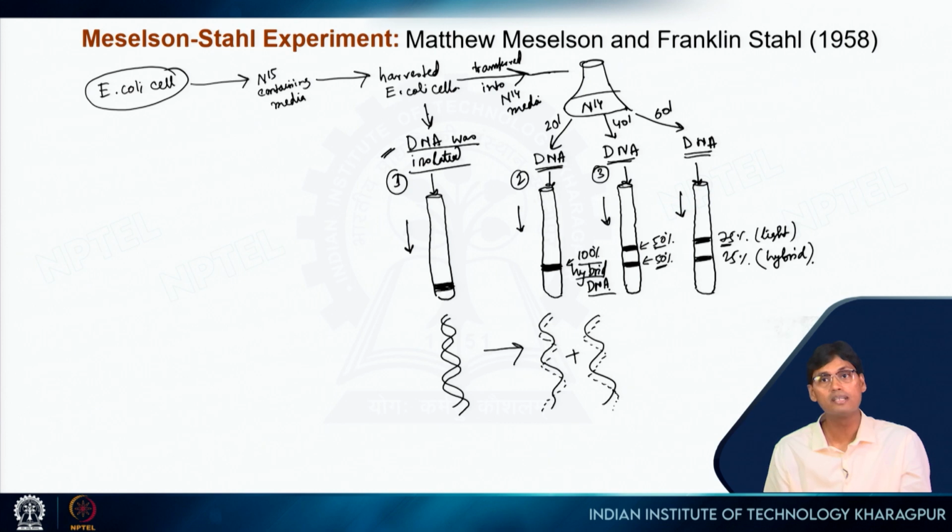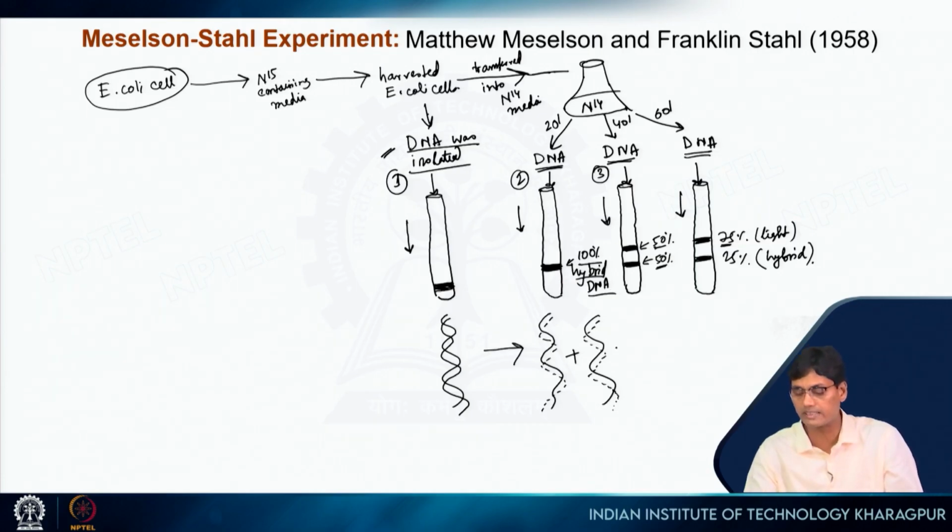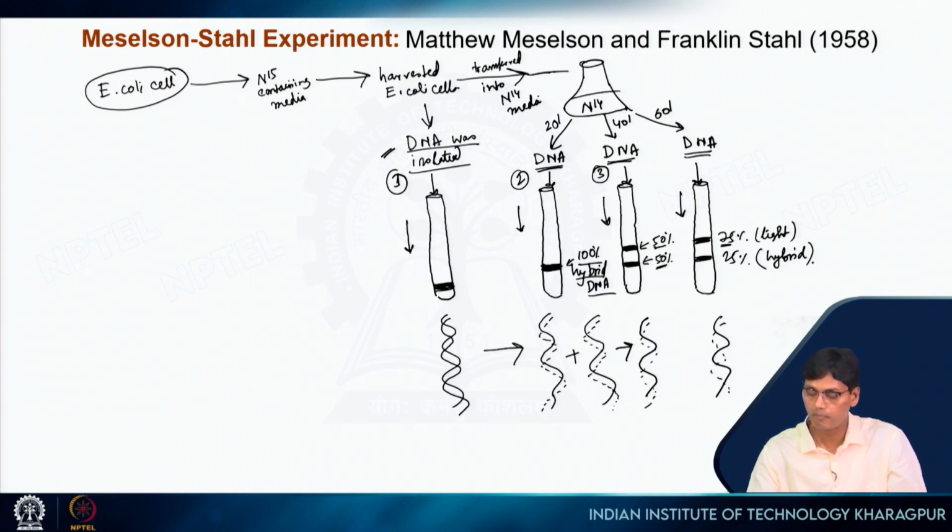If it is conservative, then what would we say? That again we would see some that are completely light and some that are completely heavy DNA molecules. And in the next round of replication, here we would see, because now we don't have any more N15 containing DNA.